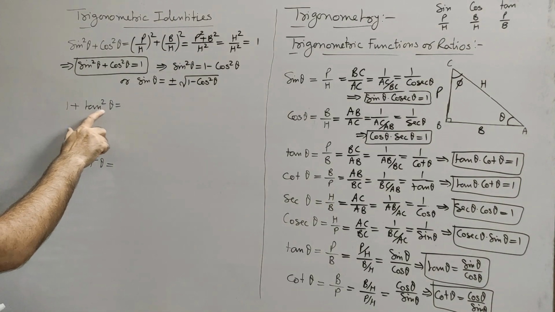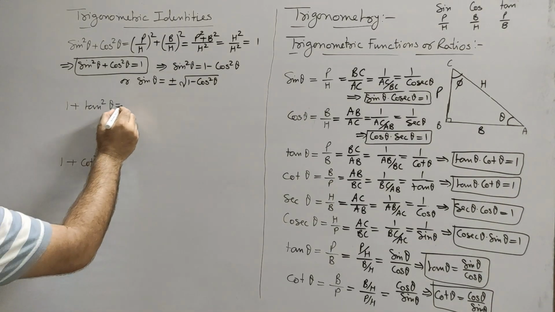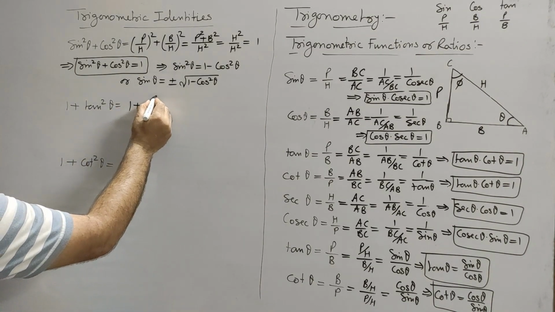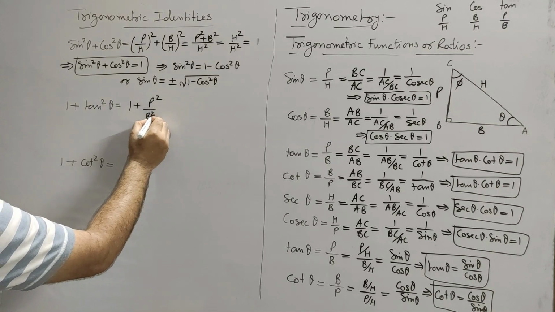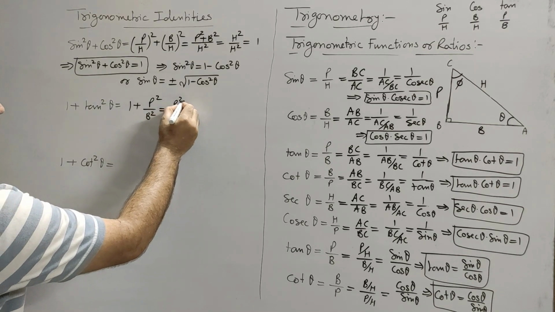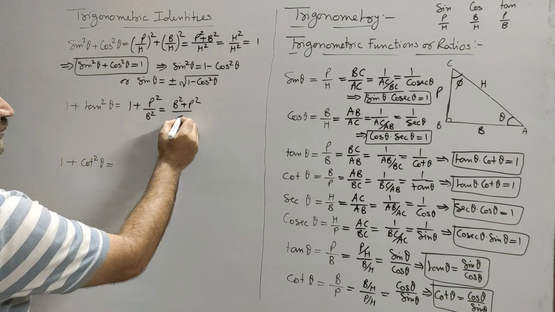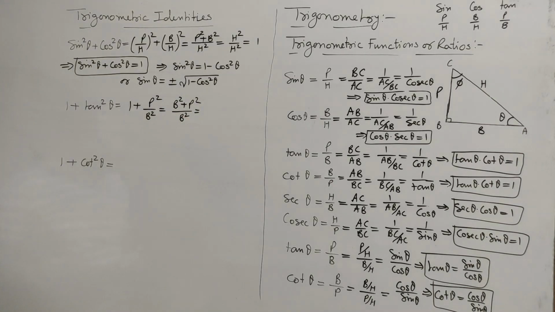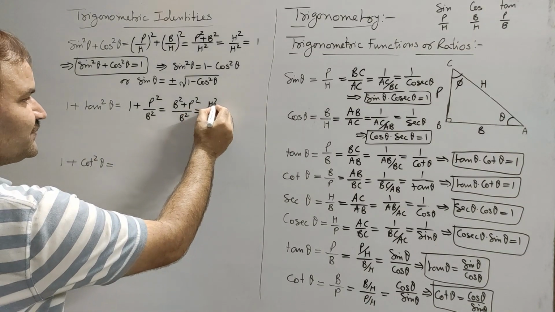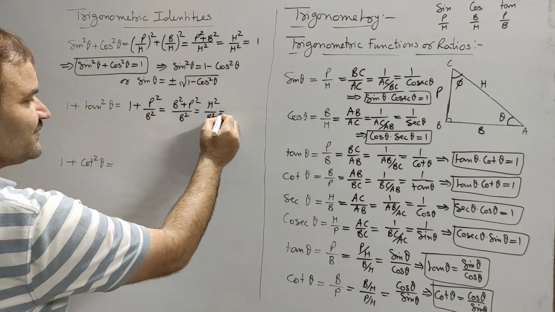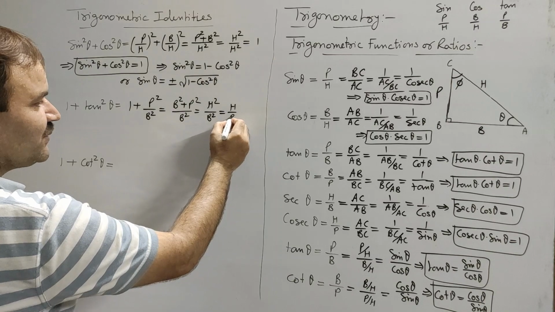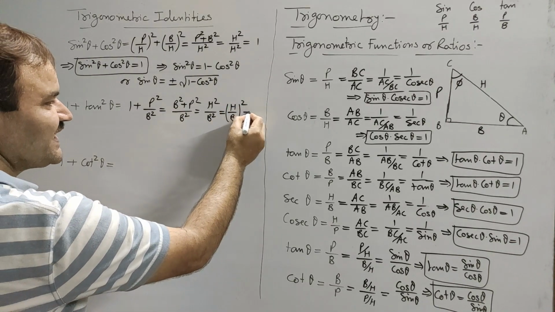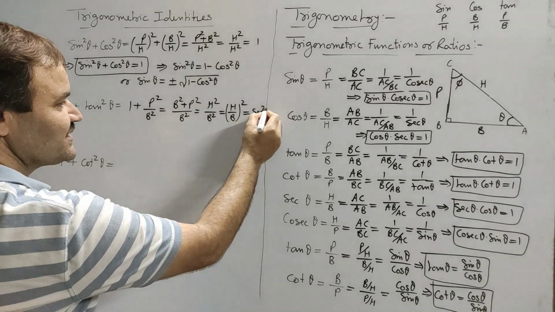Now the second identity, 1 plus tan square theta. Tan theta is perpendicular upon base, so it becomes 1 plus perpendicular square upon base square. This is equal to base square plus perpendicular square upon base square. Base square plus perpendicular square by Pythagoras theorem is hypotenuse square, so this becomes hypotenuse upon base whole square, and we know hypotenuse upon base is sec theta, so it becomes sec square theta.